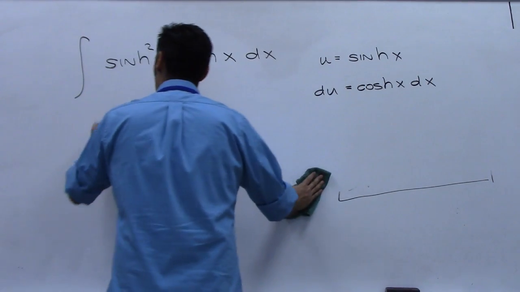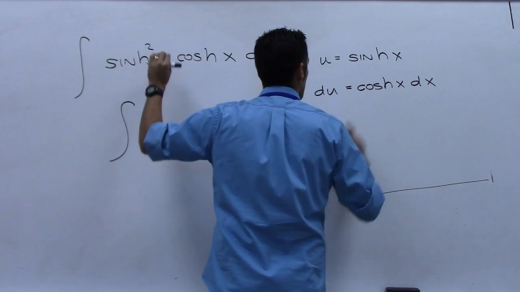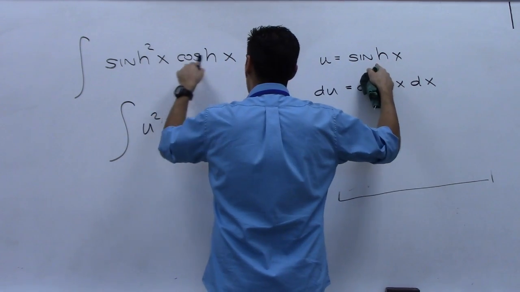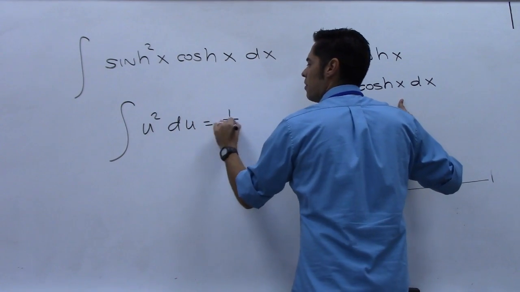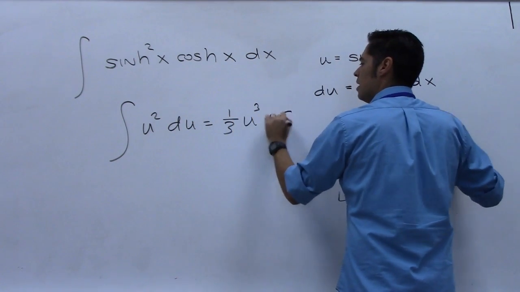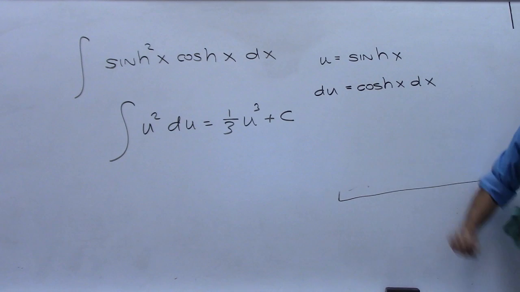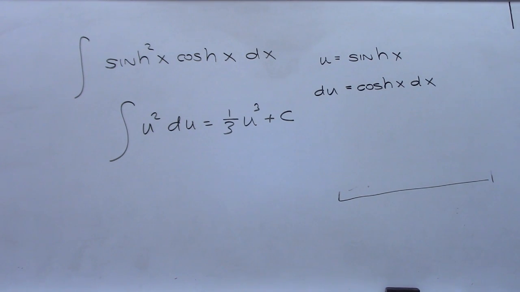Do you see it? Integral sine hyperbolic squared is going to become u squared. Cosine hyperbolic x dx is exactly du. That's 1/3 u cubed plus c. And then just replace u with sine hyperbolic x.